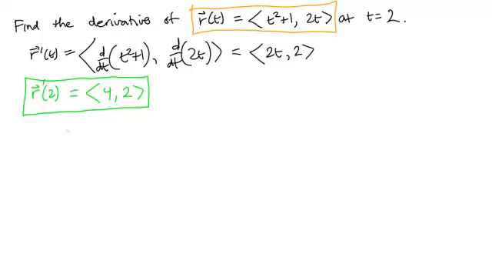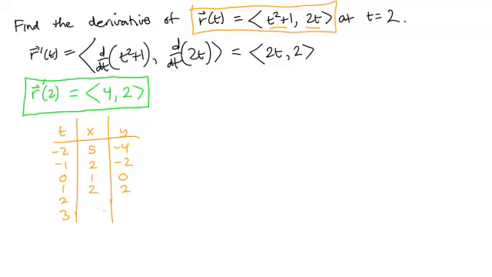If I were to plot some points, I'll set up a t, x, and y table of values, say -2, -1, 0, 1, 2, 3. And so if I were to plug these ordered pairs in, when t is equal to -2, the x value would equal 5, the y value would equal -4. When t is equal to -1, the x value would be 2, the y value would be -2. At 0, we would get 1, 0. At 1, we would get 2, 2. At 2, we would get 5, 4. And at 3, we would get 10, 6.